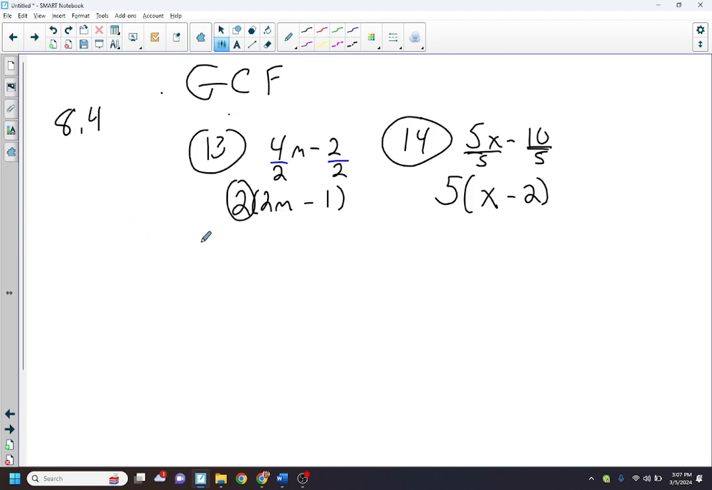Number 15 on 8.4, the first page, is 6y plus 15. In this scenario, I'm taking out what's in common, which in this case is 3. 3 is the biggest thing that goes into 6 and into 15. So we're going to factor it out and divide both of them by 3.